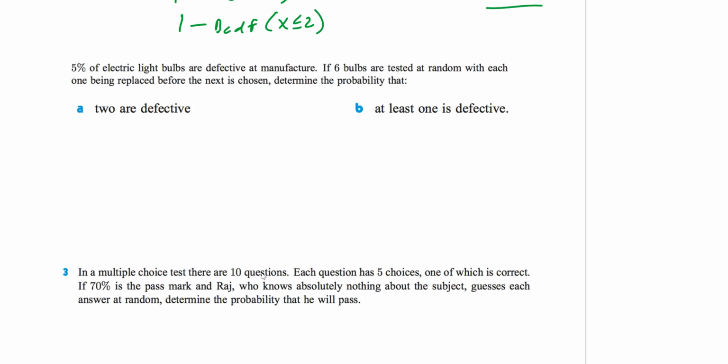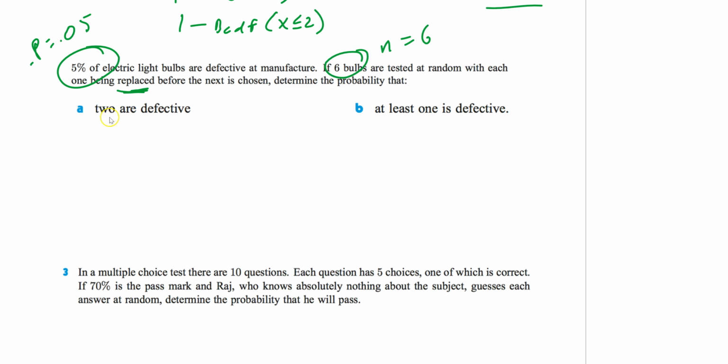I'll try to give you a little diversity in problems. 5% of electric light bulbs are defective at manufacture. If 6 bulbs are tested at random, each one replaced, notice independent before it's next chosen, determine the probability. So again, notice what we have. 5% are defective, so probability 0.05. I should check that first, because they might say how many are good, and then it'll be 0.95. But they're asking how many are defective, so I'm good, right? Probability defective, 0.05, that's what I'm looking for. 6 bulbs are being tested, so n equals 6.